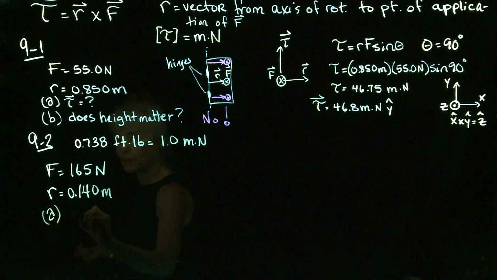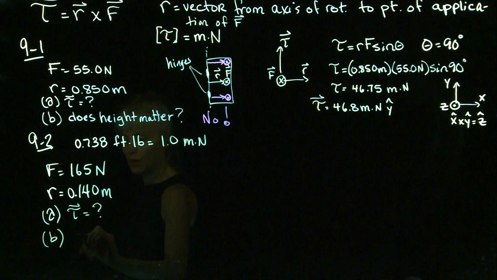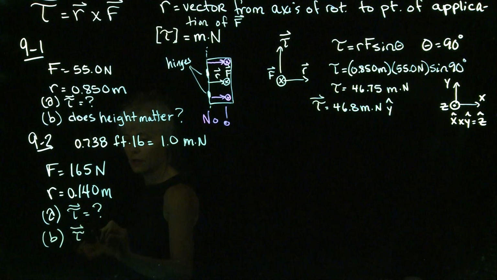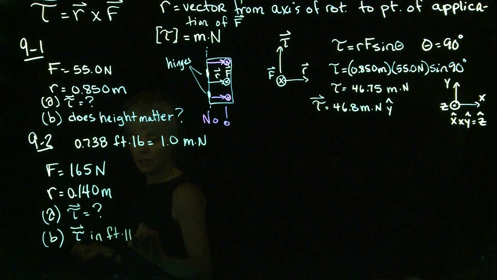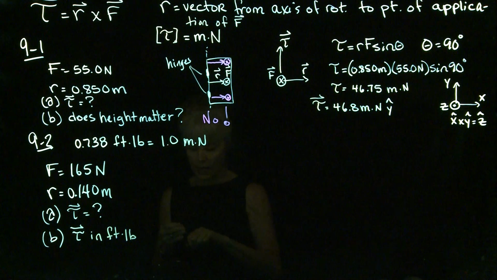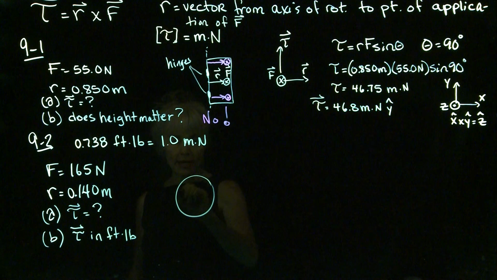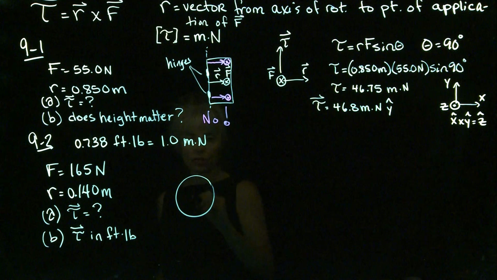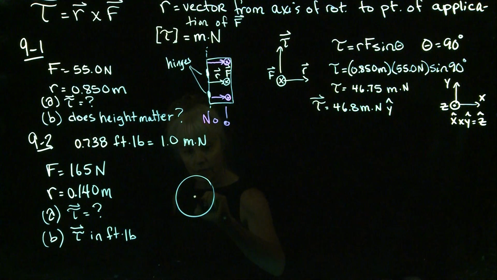So in A, what is the torque? Torque equals question mark. And then B, we want to know the torque in foot-pounds. So that's just going to be a unit conversion once we get part A. Okay, so let's go ahead and draw a picture of what's going on. So we have a bolt, and I know it's got straight edges that make up a hexagon, but we're just going to draw it as a circle for these purposes. And we have the center of the bolt right here.